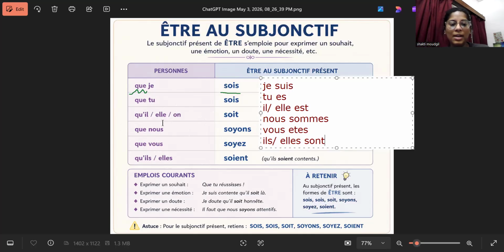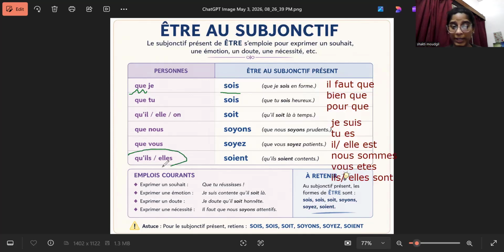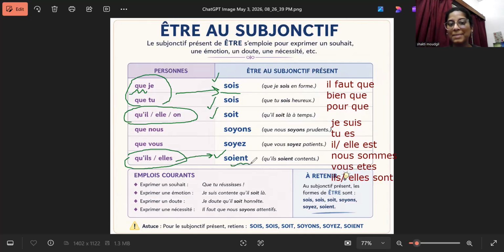Qu'ils, qu'elles soient. The pronunciation of soit, and the plural soient, is the same. That is the singular, and je and tu is exactly the same: soit, que je sois, que tu sois, qu'on soit, and qu'elle soit. So this and this is exactly the same pronunciation, even though the spellings are a lot different.